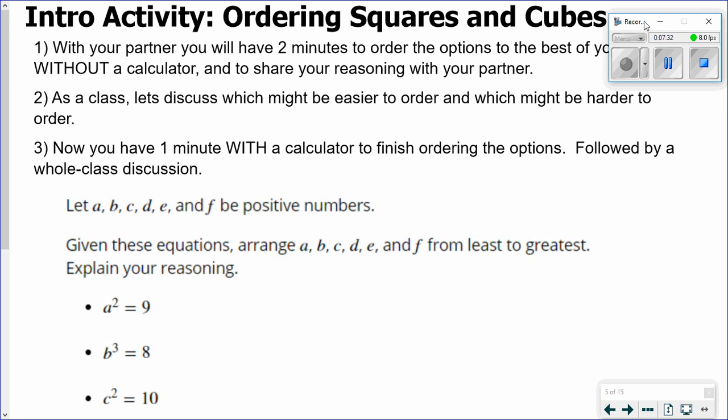And we are going to take a look at the first activity, which is called ordering squares and cubes. So your task here is to take these 6 problems and order them from least to greatest. Before ordering them from least to greatest, you have to think about what does each value actually represent numerically. So what is A? What is B? What is C? What is D? What is E? And what is F? And that way then, once you've gotten solutions for each of them, or approximate solutions for each of them, you can order them from least to greatest.